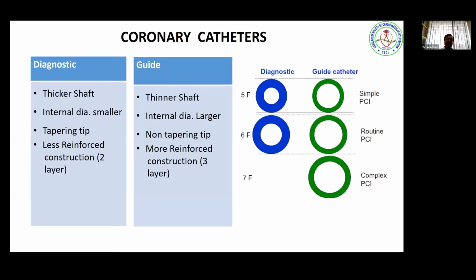And another point for the fellows: the difference between a guide and a diagnostic catheter. In a diagnostic catheter, the wall is thick and the inner lumen is very narrow; the lumen is compromised at the expense of wall thickness. So the guide catheter will give you more space inside, but the wall is thinner. You will know about this. And why is the wall thinner?